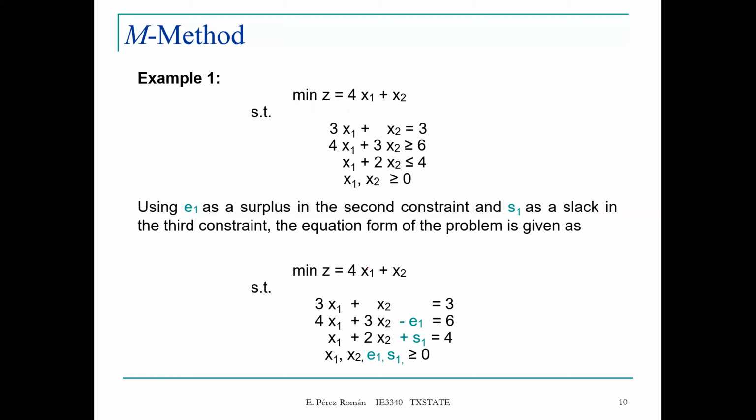So we have the minimization of z equals 4x1 plus x2, subject to 3x1 plus x2 equals 3. So that's an equality, so we don't have to add or subtract anything. Then 4x1 plus 3x2 minus E1 equals 6, and then x1 plus 2x2 plus S1 equals 4. So we have the problem in standard form.